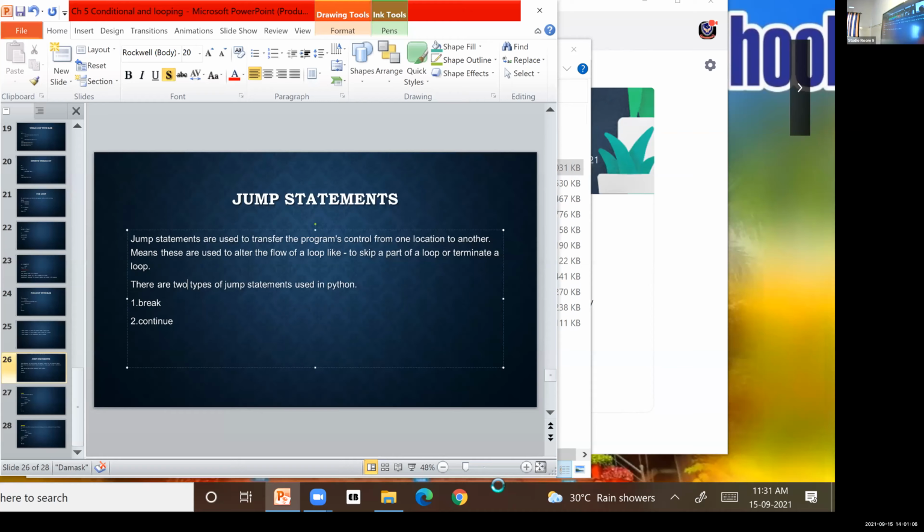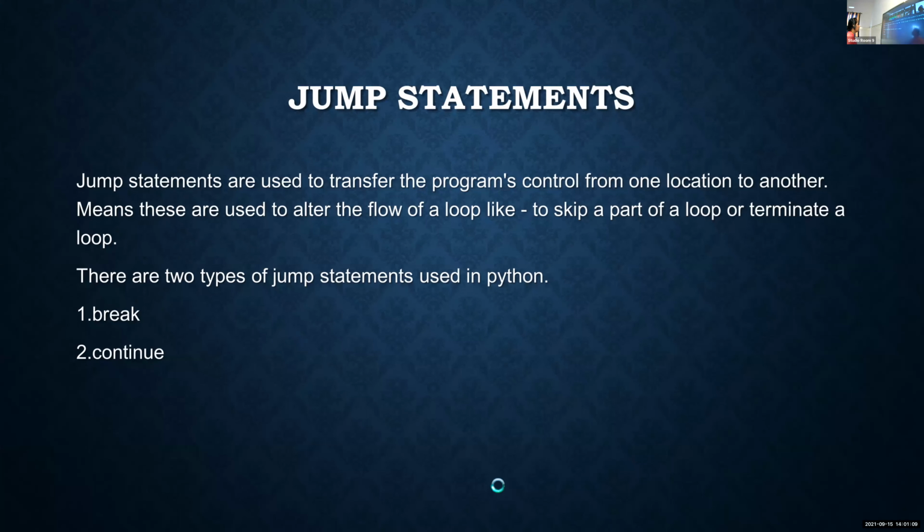There are mainly 2 types of jump statements used in Python. The first one is break and the second one is continue. Jump statements are used to transfer the program's control from one location to another location. They are used to alter the control flow of a loop, that is, either we can skip the execution of a set of statements, or we can terminate a loop.